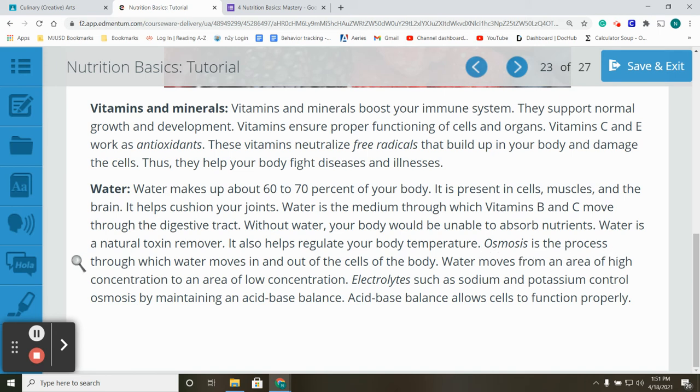Osmosis is the process through which water moves in and out of the cells of your body. Water moves from an area of high concentration to an area of low concentration. Electrolytes such as sodium and potassium control osmosis by maintaining an acid base balance. Acid base balance allows cells to function properly.